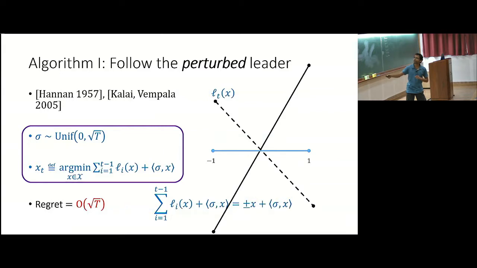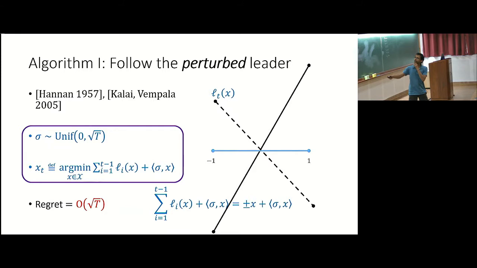And this randomness, recall that the loss functions are fixed in advance. So this randomness is independent of the loss functions that were fixed in advance. So instead of just choosing the minimizer of the cumulative loss function till now, I'll add a random part to the cumulative loss function, and then I pick the minimizer of the resulting thing. This is the algorithm. This is called follow the perturbed leader, and it has a regret of O of square root t.